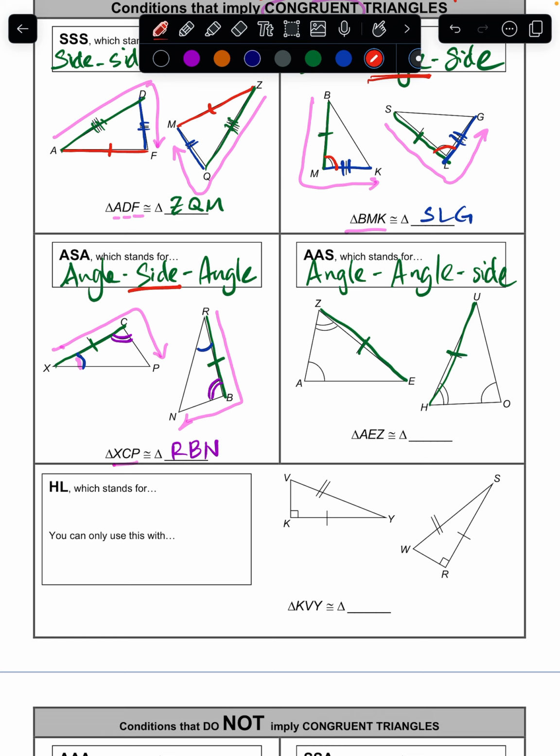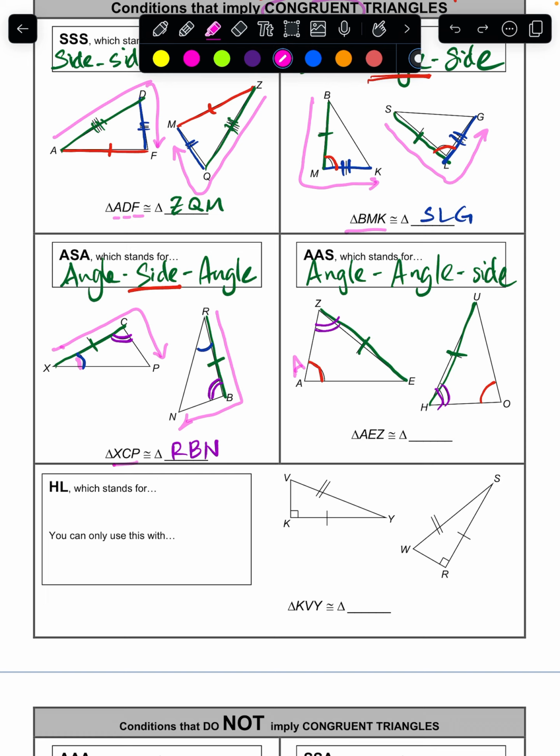Now if I look at my angles, angle A and angle O are corresponding angles that are congruent. And then angle Z and angle H are corresponding angles that are congruent. So this is an angle. So again, angle, that's your angle here, that's your angle here, and that's your side. Okay, so this is the angle angle side rule that shows that these two triangles are congruent.